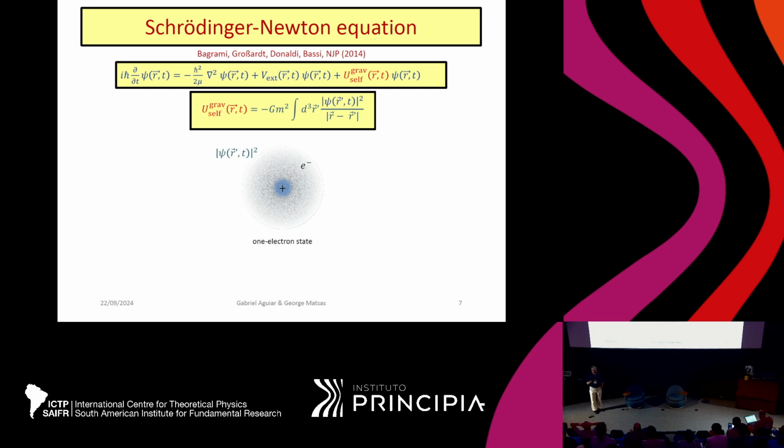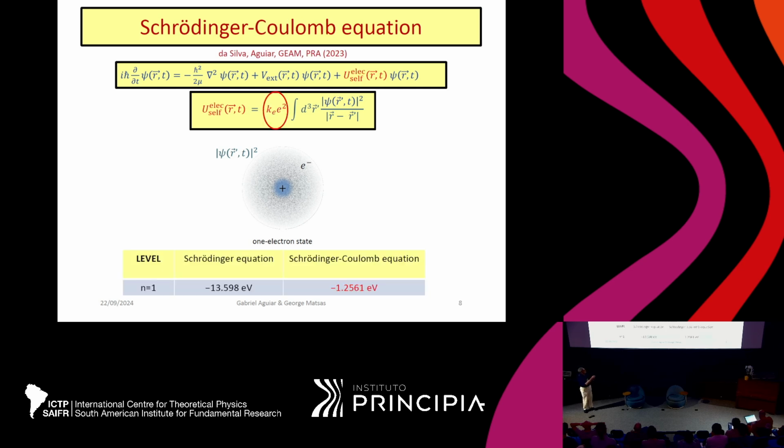In order to give you a feeling about how likely this term is to be correct, or to be realized by nature, let me replace this equation, this Schrödinger-Newton equation, by its cousin, which is the Schrödinger-Coulomb equation. The Schrödinger-Coulomb equation is precisely the same equation, with the only difference that this coupling here is replaced by the Coulomb coupling, by the charge. Okay? And this is what I'm showing you here.